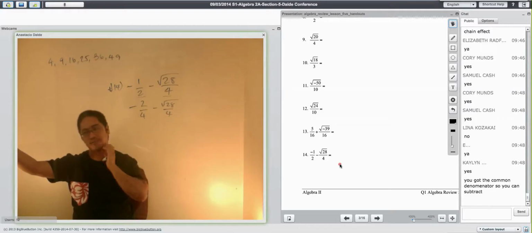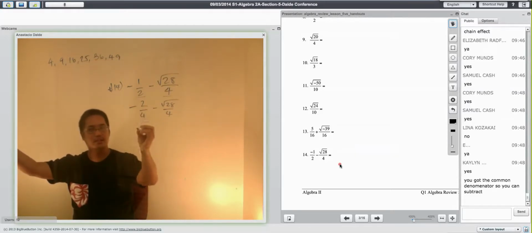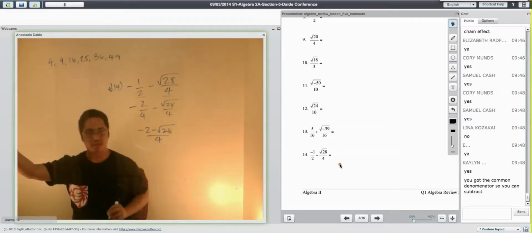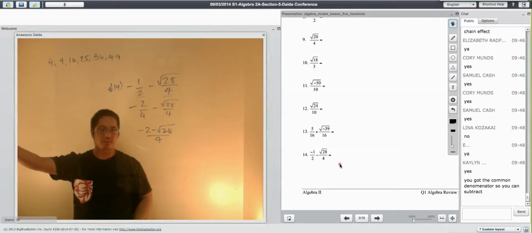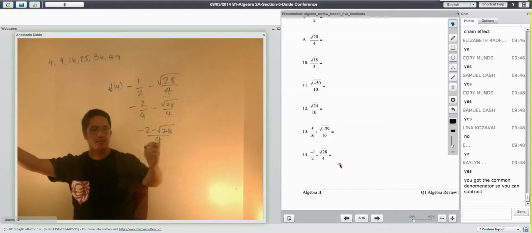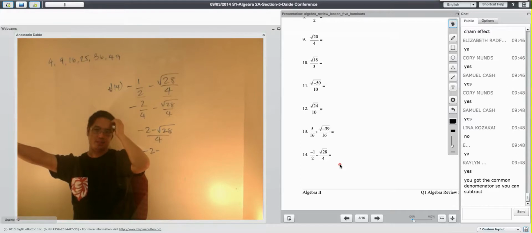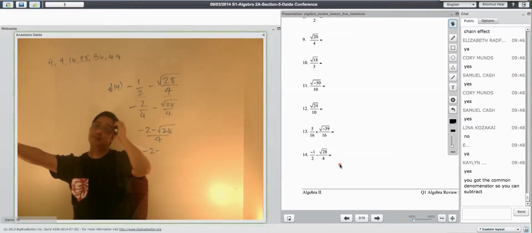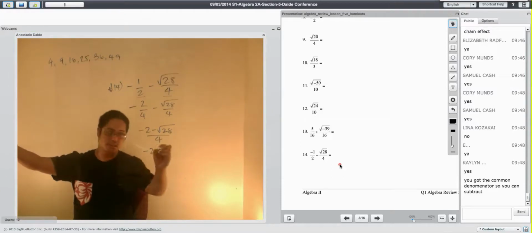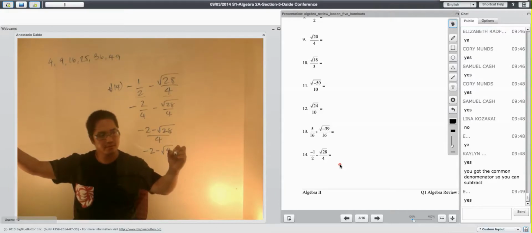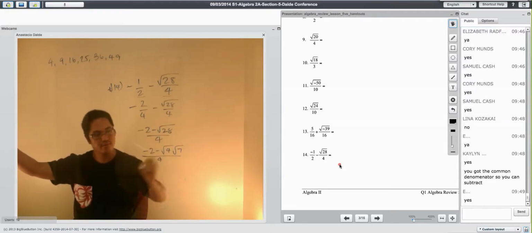So now that I have a common denominator, I can just put it over the same denominator: -2 minus the square root of 28, all over 4. That's good. Now, the square root of 28, I can divide 28 by the number 4, right? So that would be 4 times 7, I think. Are we cool with that?